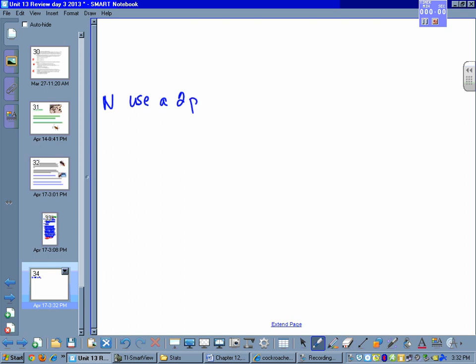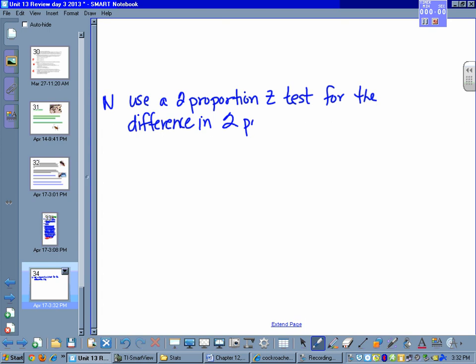two-proportion z-test for the difference in two population proportions. It might be a little overkill, but that's okay. That's what we're doing for a difference in their population proportions.